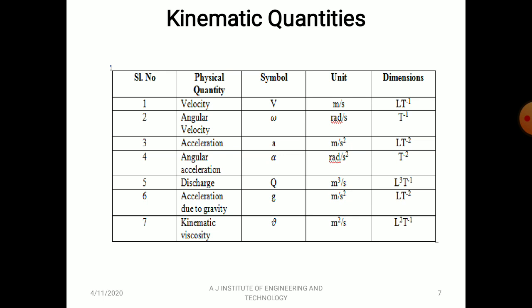Discharge, that is represented by Q, unit is meter cube per second, so dimension becomes L cube T to the power minus 1. Acceleration due to gravity has the same SI unit as that of acceleration, that is represented by symbol g, and unit is meter per second square, dimension is L T to the power minus 2. Then kinematic viscosity, that is represented by symbol nu, has SI unit meter square per second, dimension becomes L square T to the power minus 1.